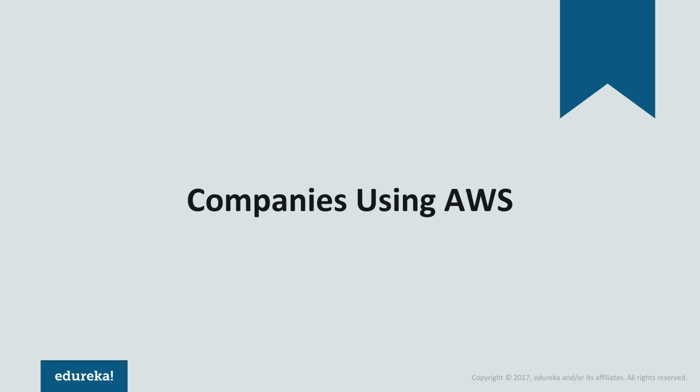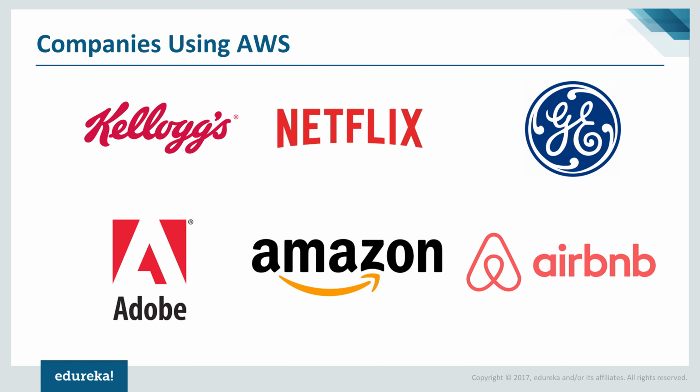Talking about companies who are on AWS, let's look at some of the prominent companies who are using the AWS infrastructure. So these are some of the very popular companies like Kellogg's, Adobe, Airbnb, General Electric, Netflix and Amazon, which are using the AWS infrastructure for their operations.